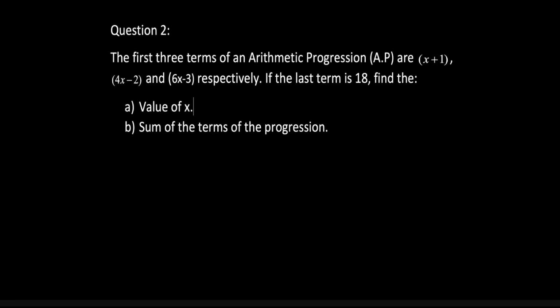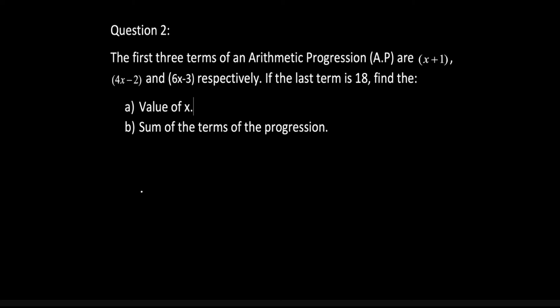2. The first three terms of an arithmetic progression, AP, are x plus 1, 4x minus 2, and 6x minus 3 respectively. If the last term is 18, find A, the value of x, B, the sum of the terms of the progression. So, let's move on to the solution.